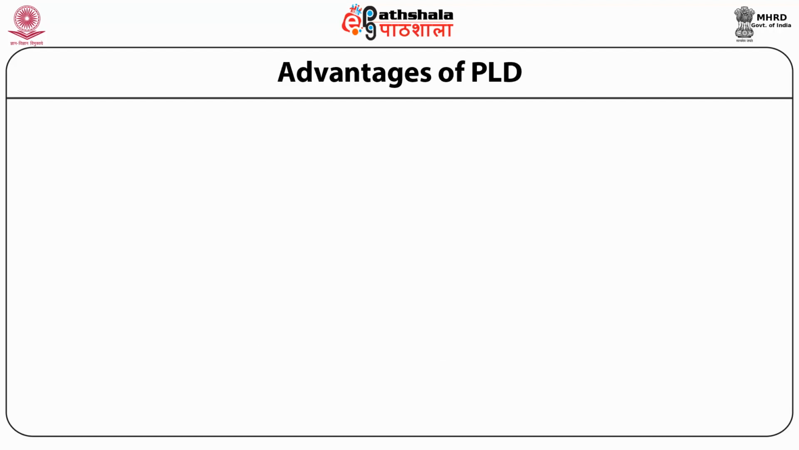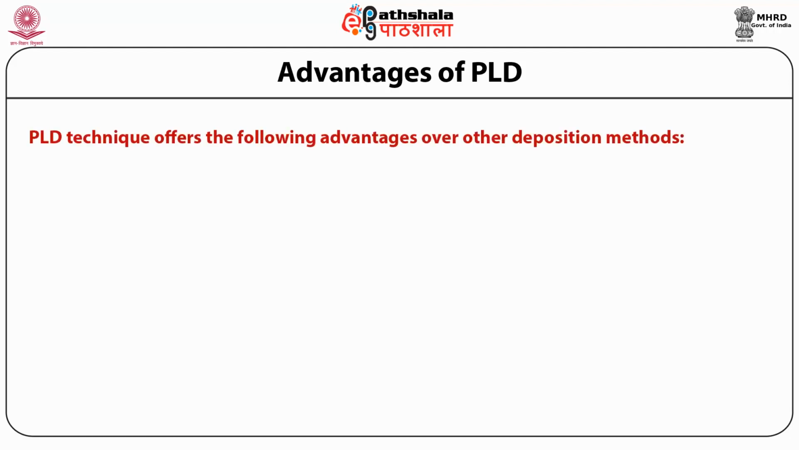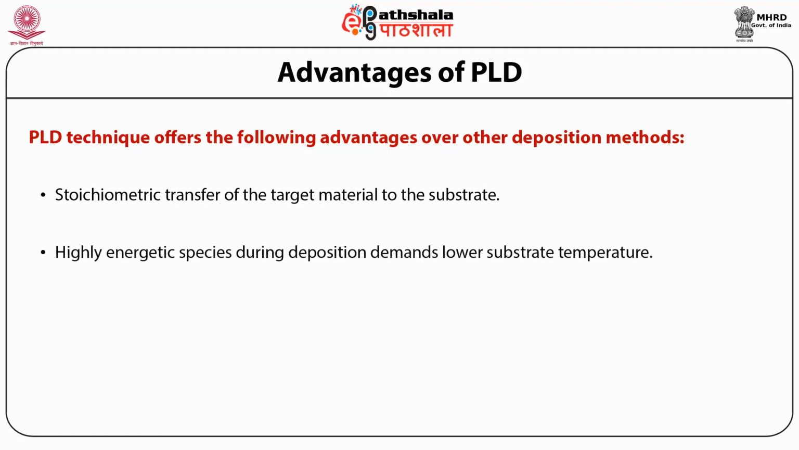Advantages of pulse laser deposition. The pulse laser deposition technique offers the following advantages over the other deposition methods. Number one, there is a stoichiometric transfer of the target material to the substrate. Secondly, highly energetic species during deposition demand lower substrate temperature. So, a uniform film can be deposited at a relatively lower substrate temperature.